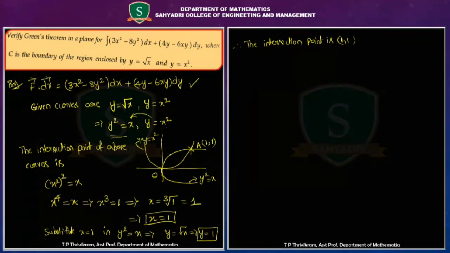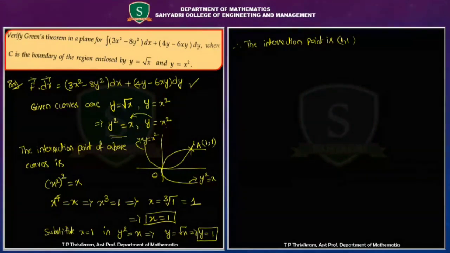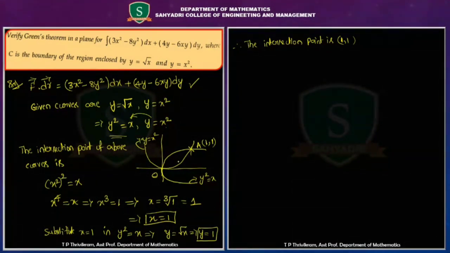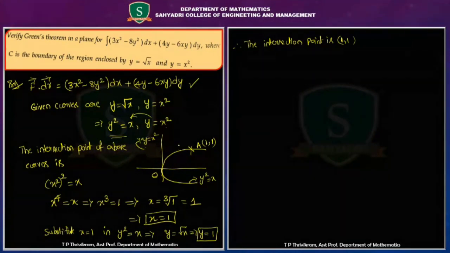Now we have to do integration along this curve. That means we are going to find the area between these two. So this area we are going to find. How will you find it? Using line integrals. So first I will calculate the integration along this curve. What is this curve? y equal to x².